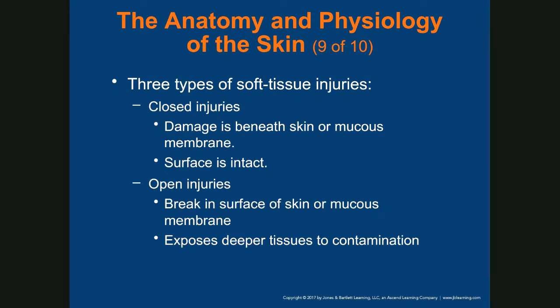Three types of soft tissue injuries can affect the skin. You have closed injuries, which damage beneath the skin or mucous membrane. So the surface of the skin is intact, but underneath there is damage. I have open injuries, which is a break in the surface of the skin or mucous membrane. And once there is an opening in the skin, there is exposure to deep tissues and they can be contaminated.